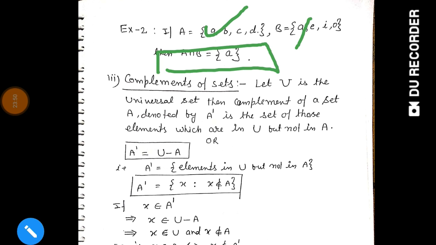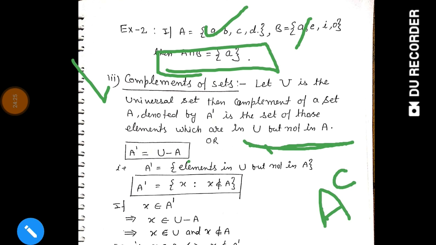Okay. Next definition is complement of sets. Let U be the universal set. Then the complement of a set A is denoted by A dash. A dash is a set of those elements which are in U but not in A. Listen carefully. That is, A dash is equal to U minus A. The complement of a set can also be denoted by A to the power C.